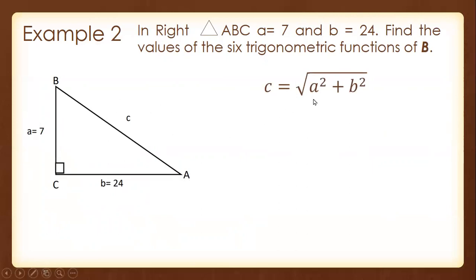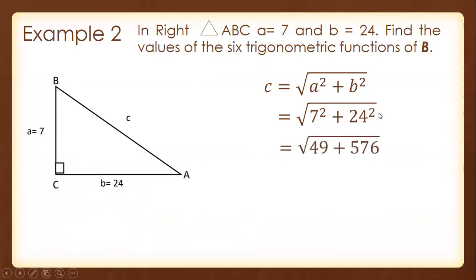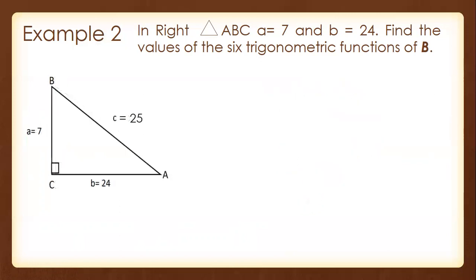So, let's have the square root of a square plus b square. Then, let's substitute the values of a and b. We have the square root of 7 square plus 24 square. 7 square is 49. 24 square is 576. Then let's add 49 plus 576, which is equal to 625. So we have the square root of 625. The square root of 625 is 25. So our hypotenuse is 25. The value of c is 25.